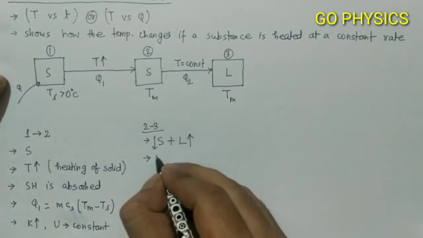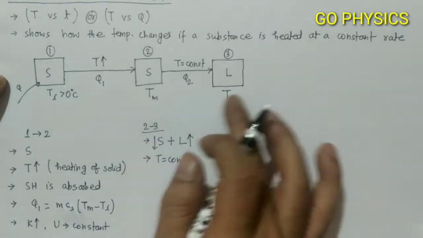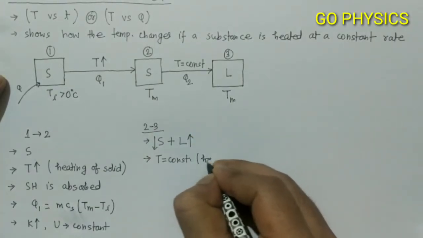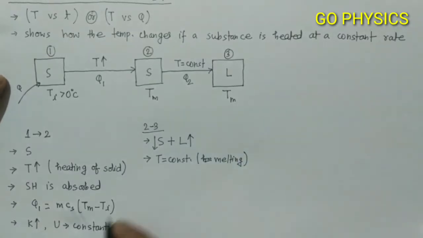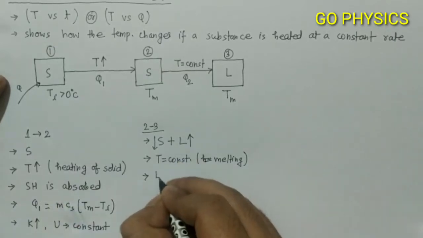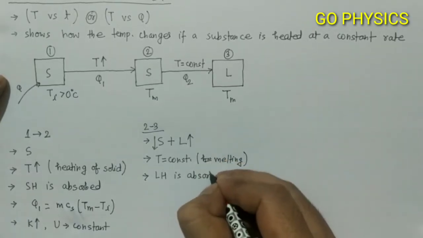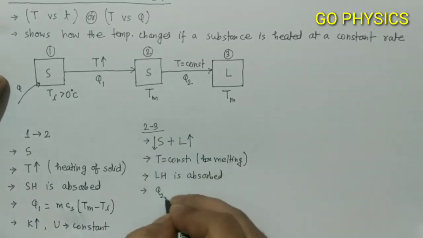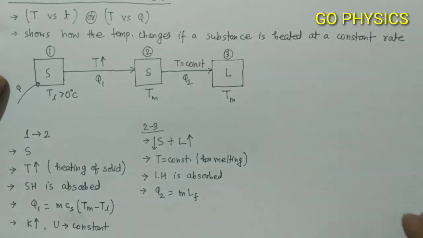Second point, temperature will remain constant and it is called melting. Melting of the solid. Third important point is that latent heat is absorbed here and not sensible heat. Now heat Q2 will be equal to mass of the solid body multiplied by the latent heat of fusion of the solid body.